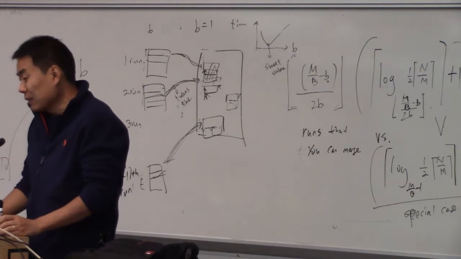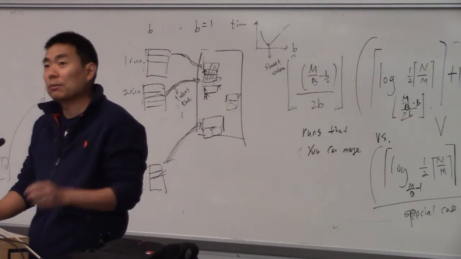Okay. Then there's some other discussion of using B-tree for sorting, and I will skip that. You can read it yourself.